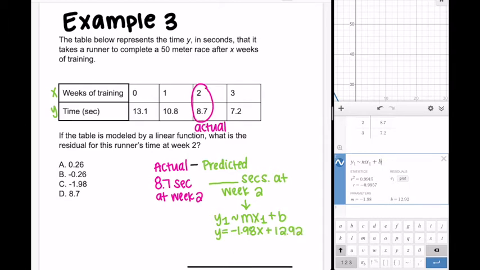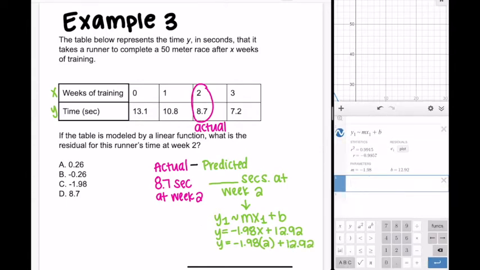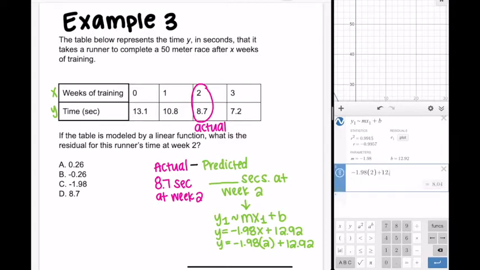12.92. So we want to know if x is 2, so if we're at week 2, what is the time? So we're going to plug in 2 for x. Now type that right into Desmos: negative 1.98 times (2) plus 12.92. So that gives us y equals 8.96 seconds.